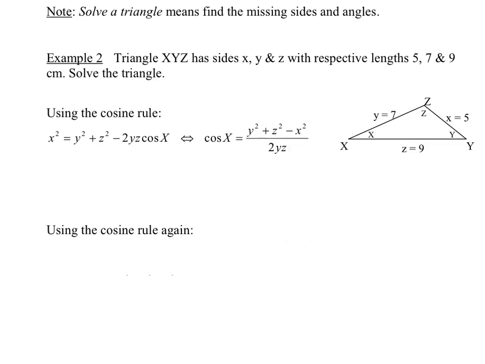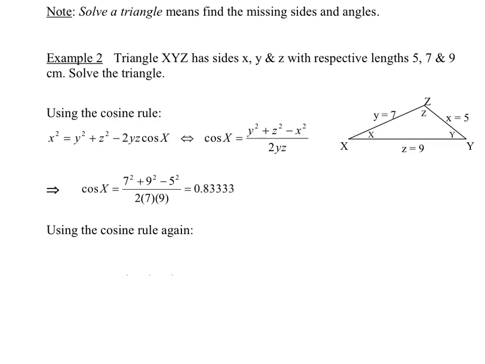Again, the main thing to notice is that this letter here, this x, has to be the same as this x over here. So if you want to find out angle x, the steps are just to plug in x, y, and z in here. If we do that, what we'll get is this, that we'll get cosine of x equal to 0.83333.